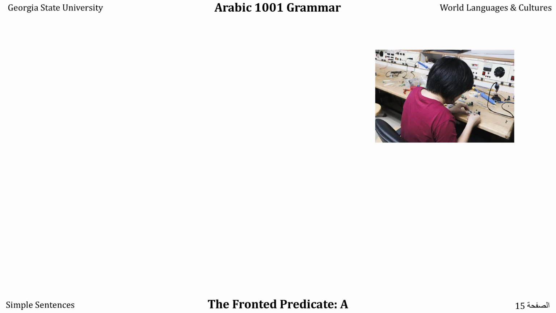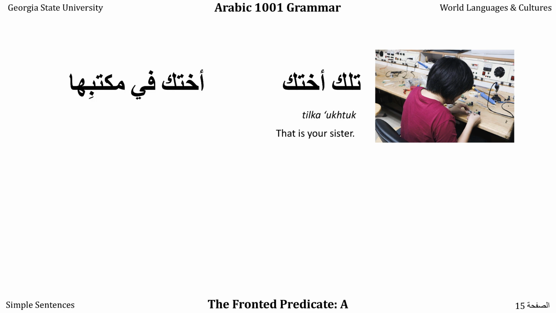Sometimes the kasra ending of the majrur case will change the way a possessive pronoun is pronounced. So we can say tilka ukhtuk, that is your sister, and we can say ukhtuk fi mektabiha. We have a single kasra here because mektabiha is definite because it has a possessive pronoun ending and it follows a preposition, so it's in the majrur case. Your sister is in her office.